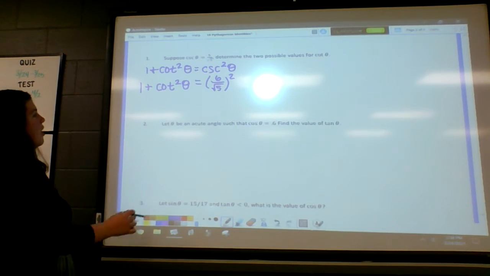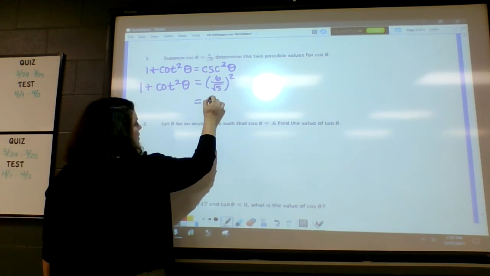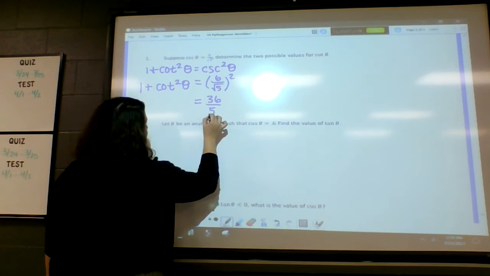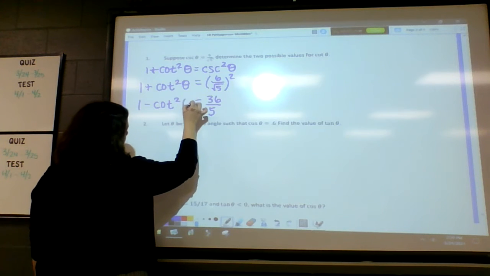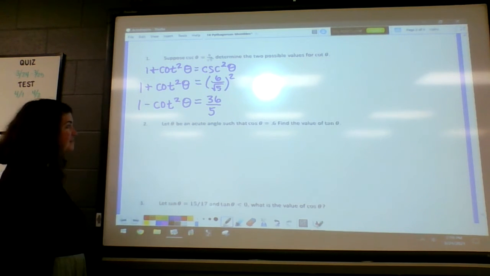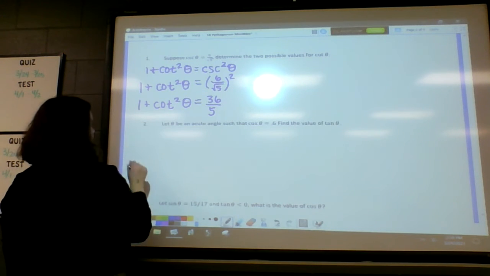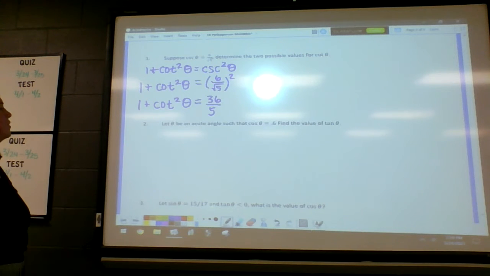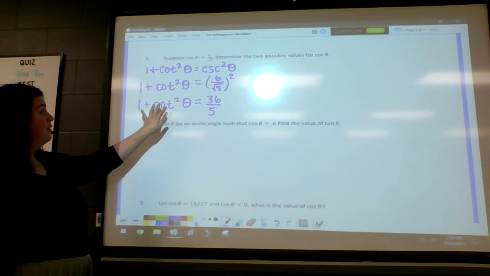And so now we're just going to do some solving here to figure out what cotangent is equal to. So I'm going to start by squaring this side. So 6 squared is 36. The square root of 5 squared is 5. 1 plus cotangent squared theta. Oh, sorry. Why did I change those to a minus? I don't know. Plus. My bad. Plus, yes. Almost messed myself up.